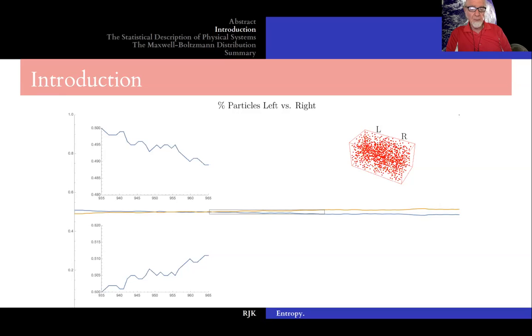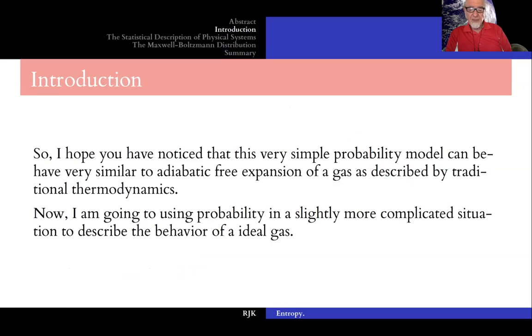So very, very simple models can have very similar behavior as adiabatic free expansion of a gas. And I'm going to talk about a lot more detailed information about how it's done in statistical mechanics, but I wanted everybody to realize that these very, very simple kinds of models can behave very much the same as the more complicated ones that we get in statistical mechanics.